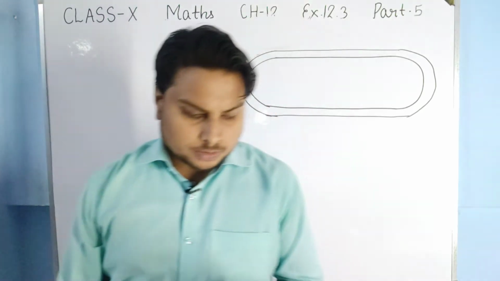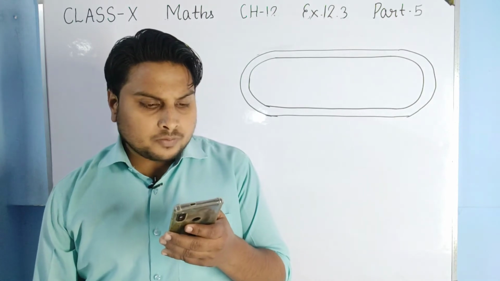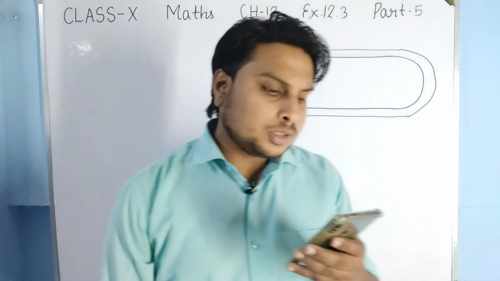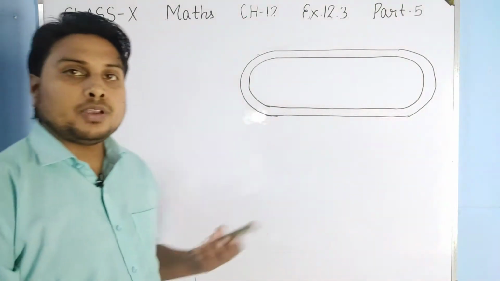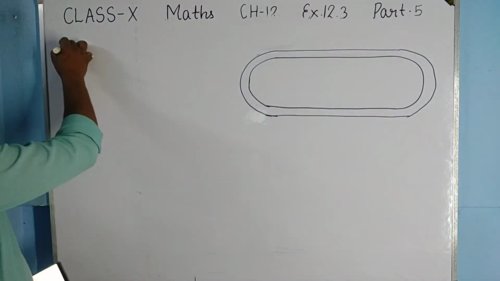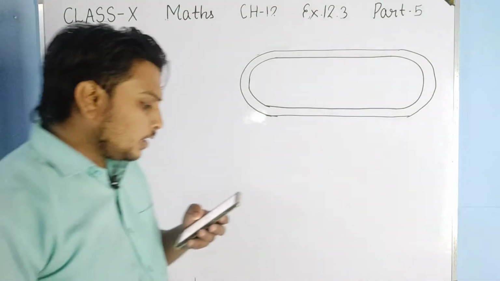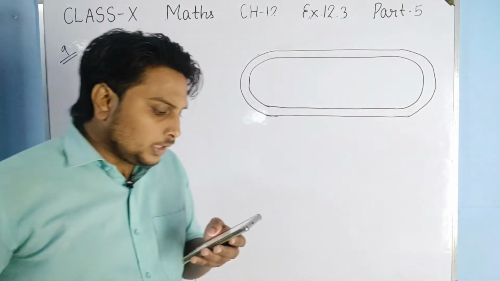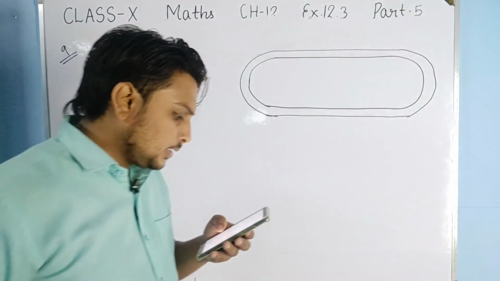Now students, coming to the next question, question number 7. Okay, question 7 is what? The given figure depicts a racing track whose left and right ends are semicircular. This is the figure of a racing track, as it is given in the question. The distance between the two inner parallel line segments is 60 meter.